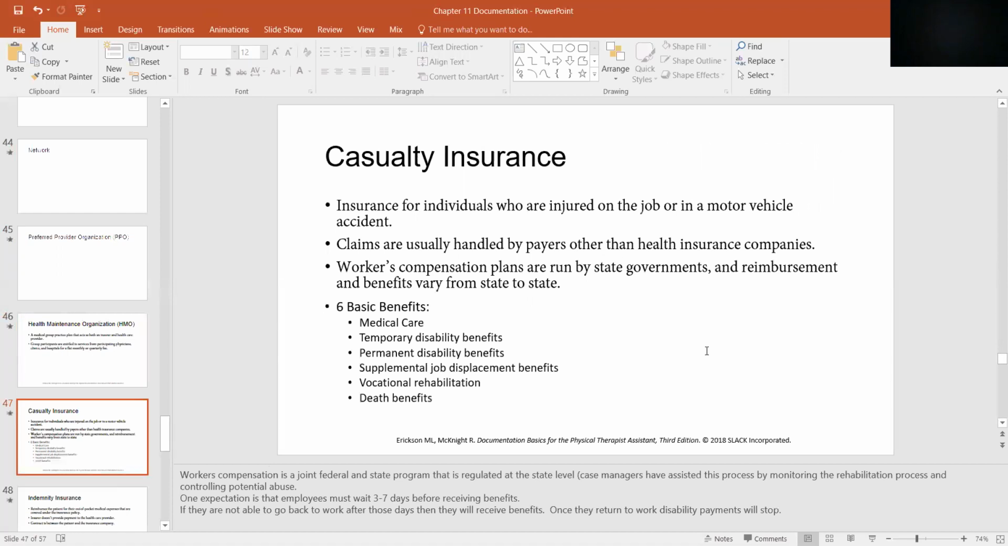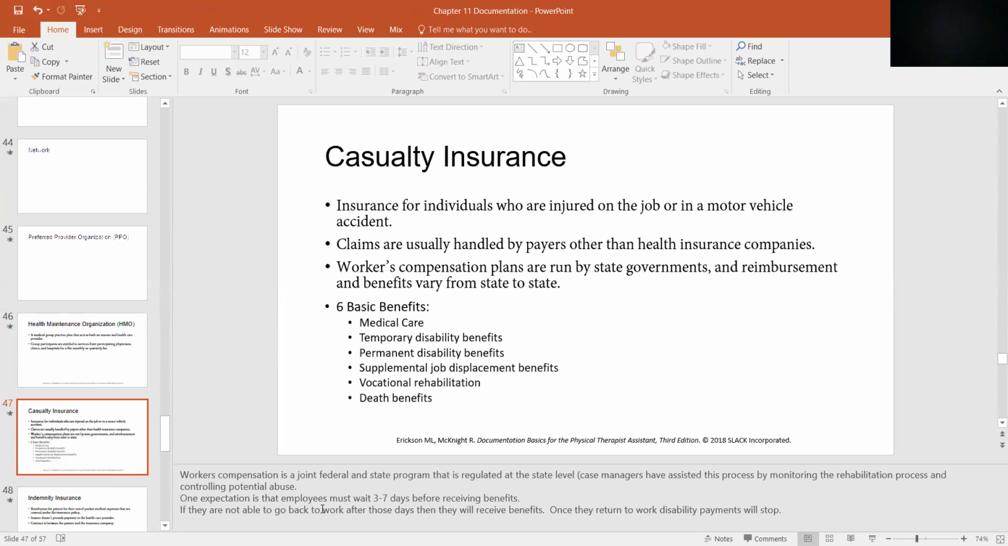Casualty insurance covers those who are injured on the job or in a motor vehicle accident. So with auto insurance, the claims are handled by payers other than insurance companies. I think of that with auto insurance, and then also workers' compensation. Workers' comp plans are run by state governments, and reimbursement and the benefits can vary from state to state. You can read their 6 basic benefits.